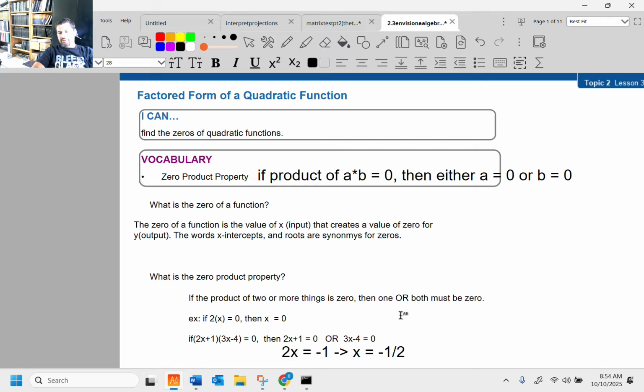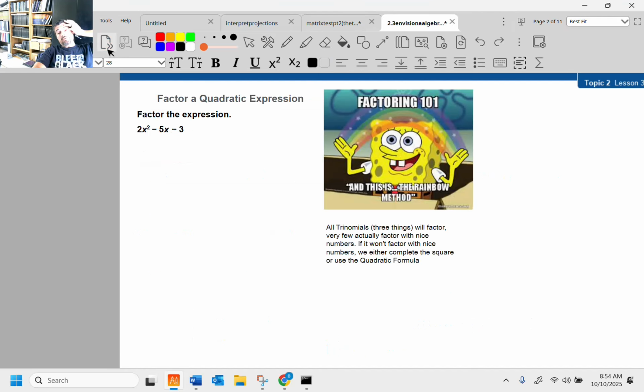If I'm looking at 3x minus 4 is 0, well, then I'm going to add 4 to both sides. Then I'm just going to divide by 3. So x would be 4 over 3. I think for some it's that fraction that just terrifies you to death. I really do. I think you're scared of fractions.